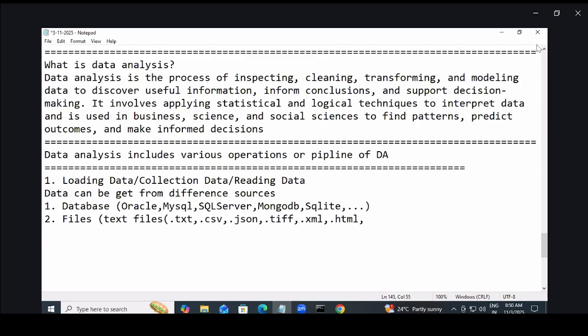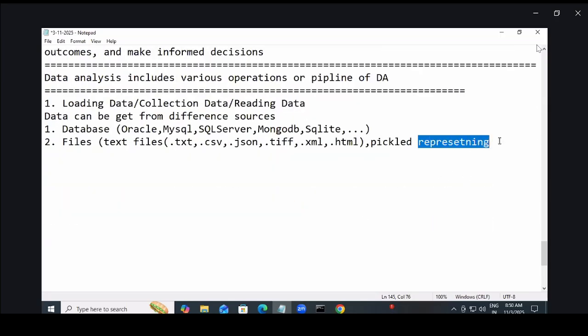And not only that, the data can be text files, like .txt, .csv, .json, .xml and .html, or it can be a pickled representation of objects. These objects can be which one? Pickled representation. So pickled representation means it is in which format? Bytes format. Pickled representation is nothing but bytes format. The data might be in bytes format.